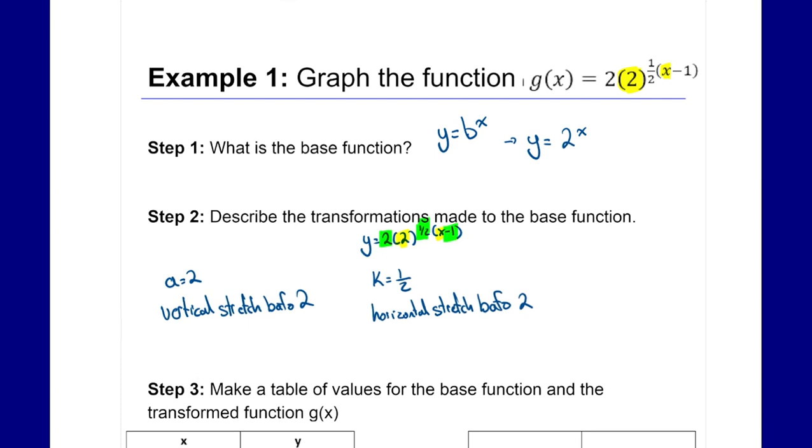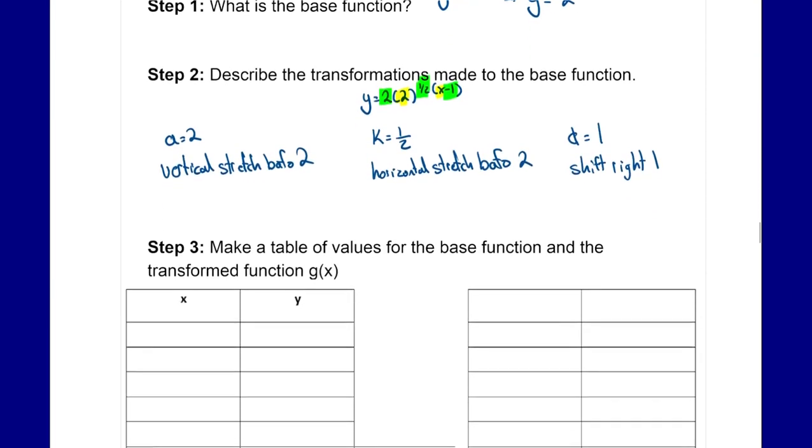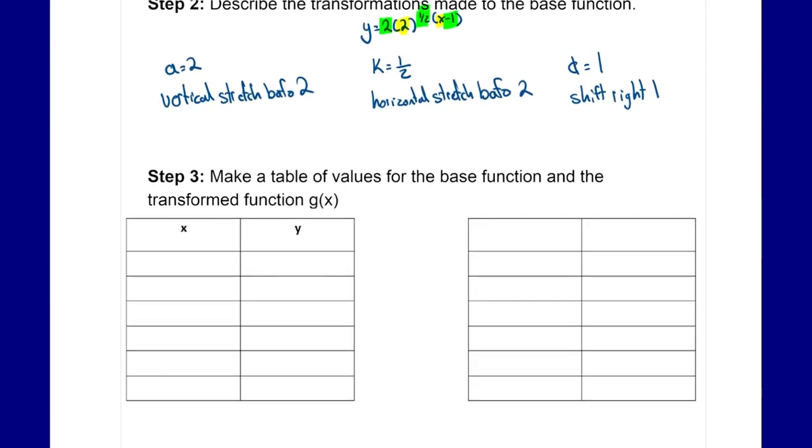And we have a minus 1, so this means we have a d value of positive 1. So we shift right 1 unit. And those are the 3 transformations to our base or parent function. Now what we want to do is create a table of values, come up with our image points, and determine what our transformed function is going to look like.